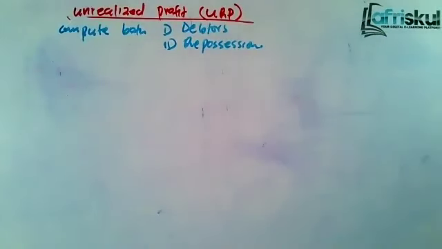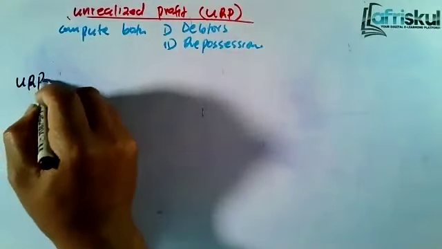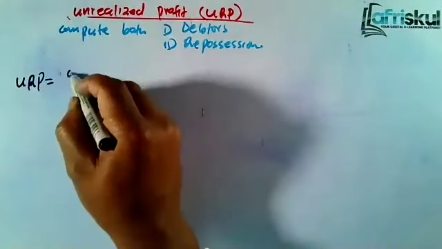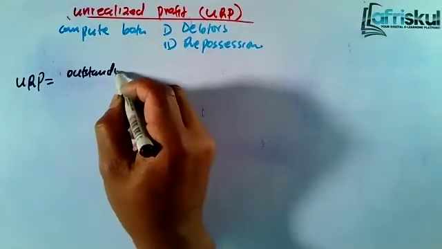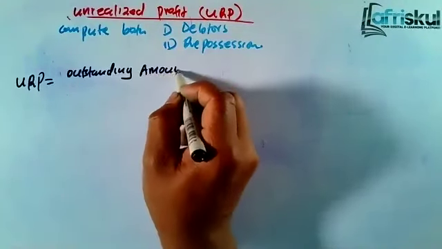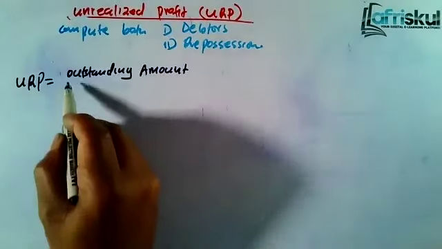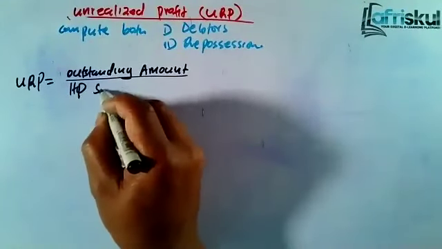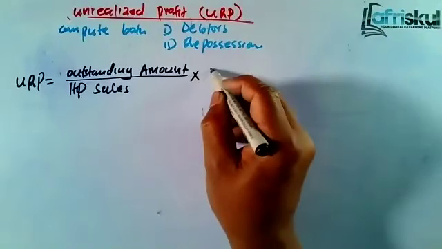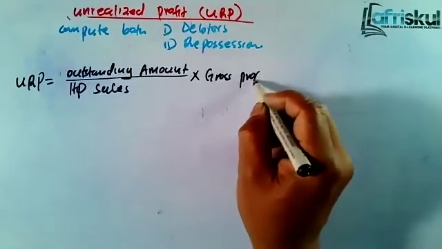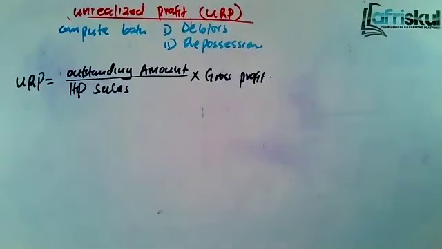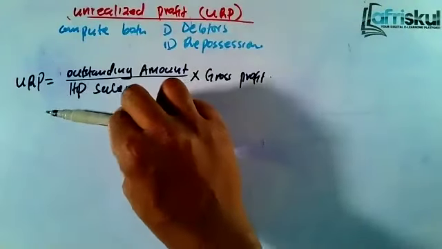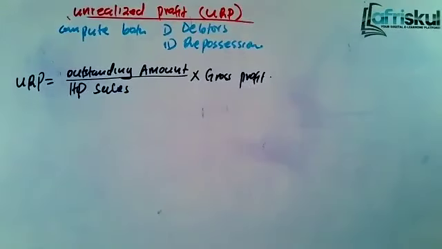And then how do we determine the unrealized profit? Now this is the formula of getting the unrealized profit. You take the outstanding balance, or the outstanding amount, then you divide by the hire purchase sales, and then you multiply by the gross profit. That's how you get that. Outstanding amount, you divide by the hire purchase sales, then you multiply by the gross profit. Now with that, you are ready to do a question.